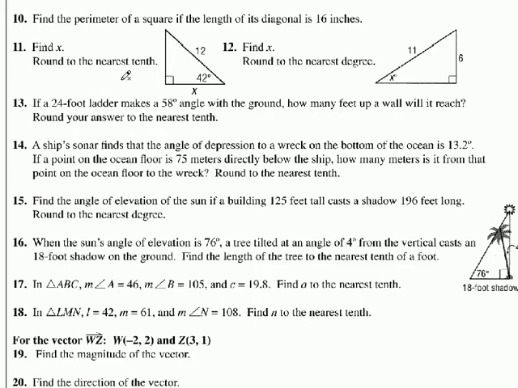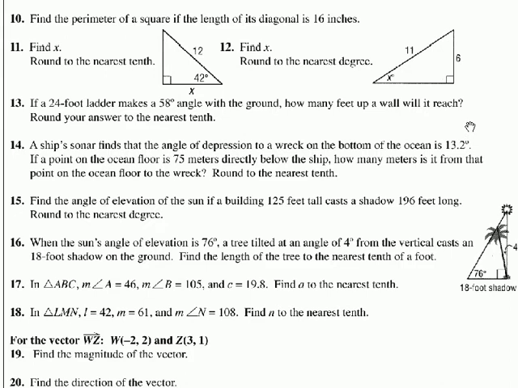All right, so look at number 10. It says find the perimeter of the square, length of diagonal. Okay, so this is the retake. Yes, I'm doing the retake. Well, that's the one I'm going over. I can't go over both versions of it.